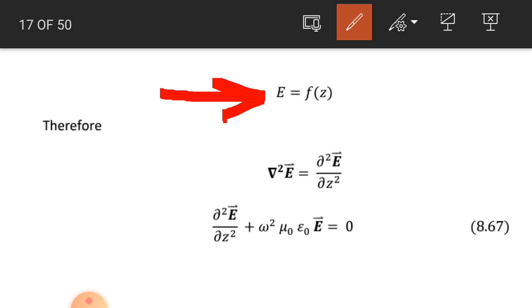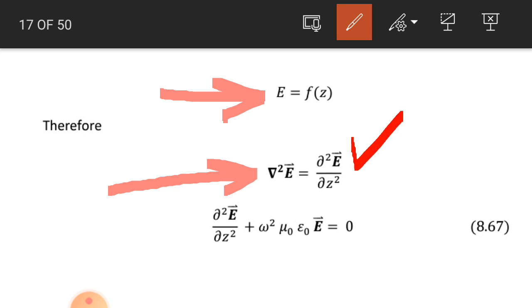If the electric field intensity is a function of z, then del square E will be equal to ∂² by ∂z² of the electric field intensity. Why? Because the electric field intensity is a function of z only. It's not a function of y, so the derivative with respect to y will be equal to zero. It's not a function of x, so the derivative with respect to x will be equal to zero as well. So we can write down the second order homogeneous differential equation in this particular form.